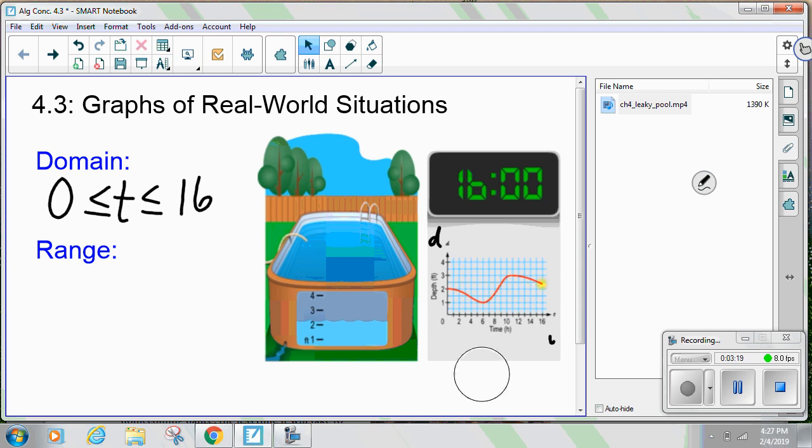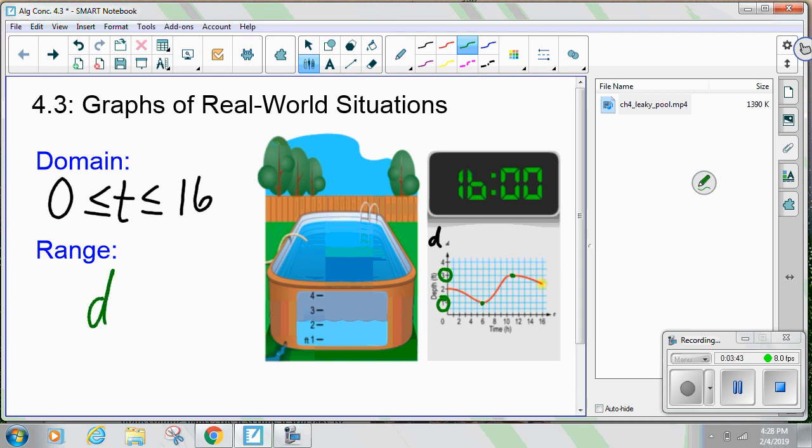What about our range? So let's look for the lowest point in our depth and the highest point in our depth. Well, it looks like the lowest point is right here, and it looks like the highest point is right here. So it looks like our depth, our range, starts over here and ends here. So it looks like our depth is between 1 foot and 3 feet. So I'm going to say d. In this case, our range is between 1 and 3, so greater than or equal to 1 and less than or equal to 3. So we can gather all that information from this graph, and we can tell our story.